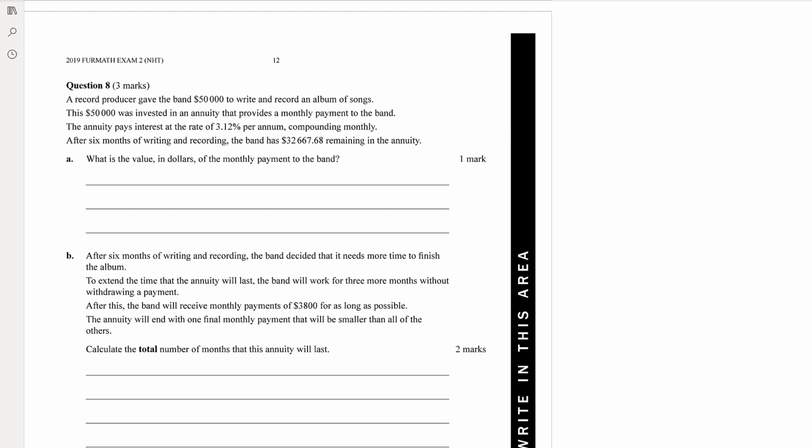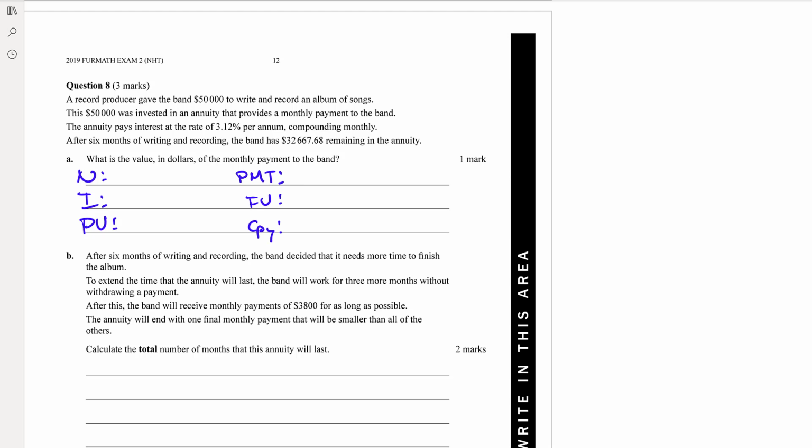Now, in a question like this, use a finance solver. Okay, so remember, finance solver. I'm going to run out of room here, so let's just write it here. I'm going to write N, I, PV, PMT, FV, and CPY.